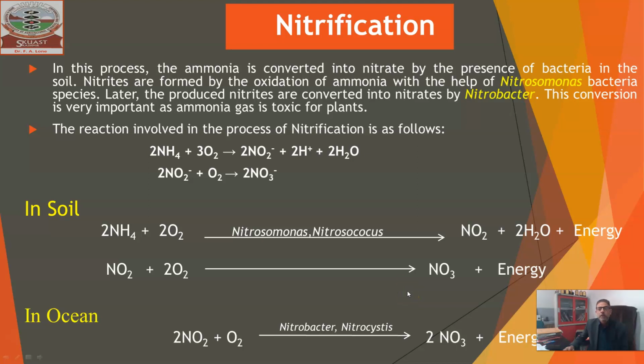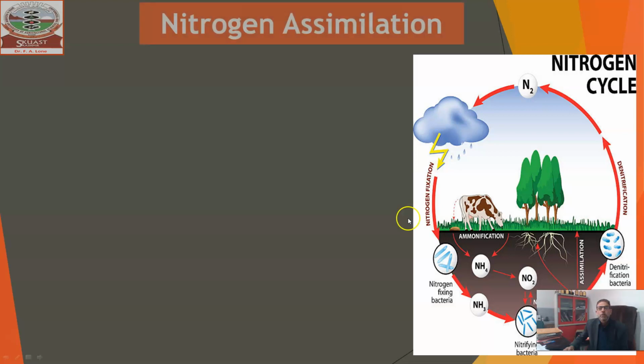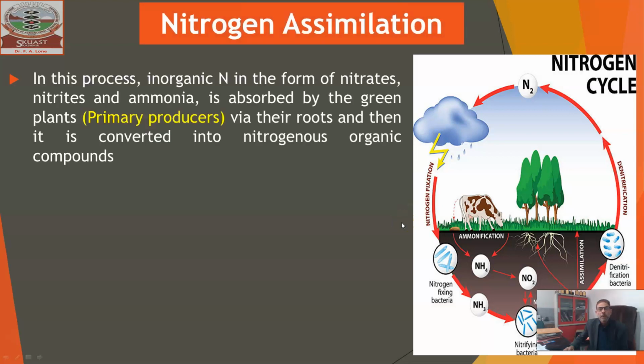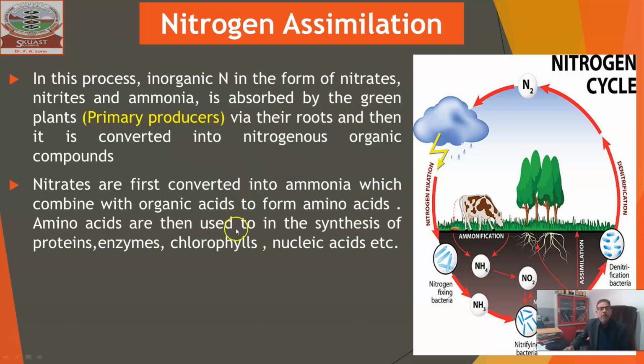It's a very important process in the soil being done by the different types of bacteria. So this is all. Then we have got nitrogen assimilation also. In this process, inorganic nitrogen in the form of nitrates, nitrites, and ammonia is absorbed by the green plants. So primary producers, when they take up this nitrogen from the soil, we call it nitrogen assimilation, and they do it through roots, and then they convert it into nitrogenous organic compounds.